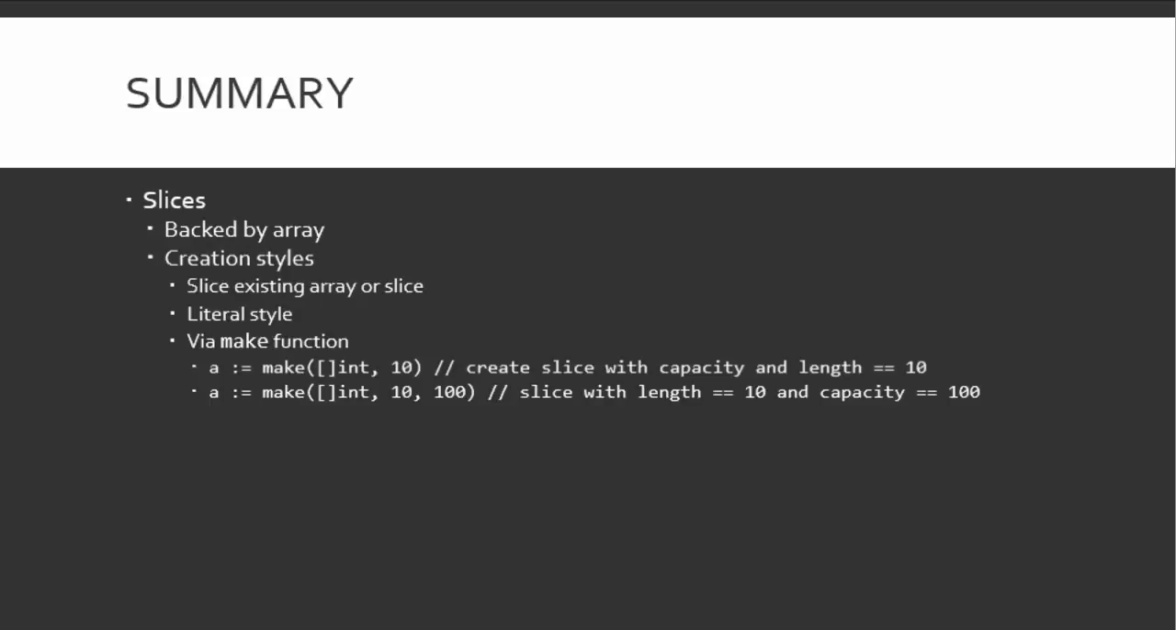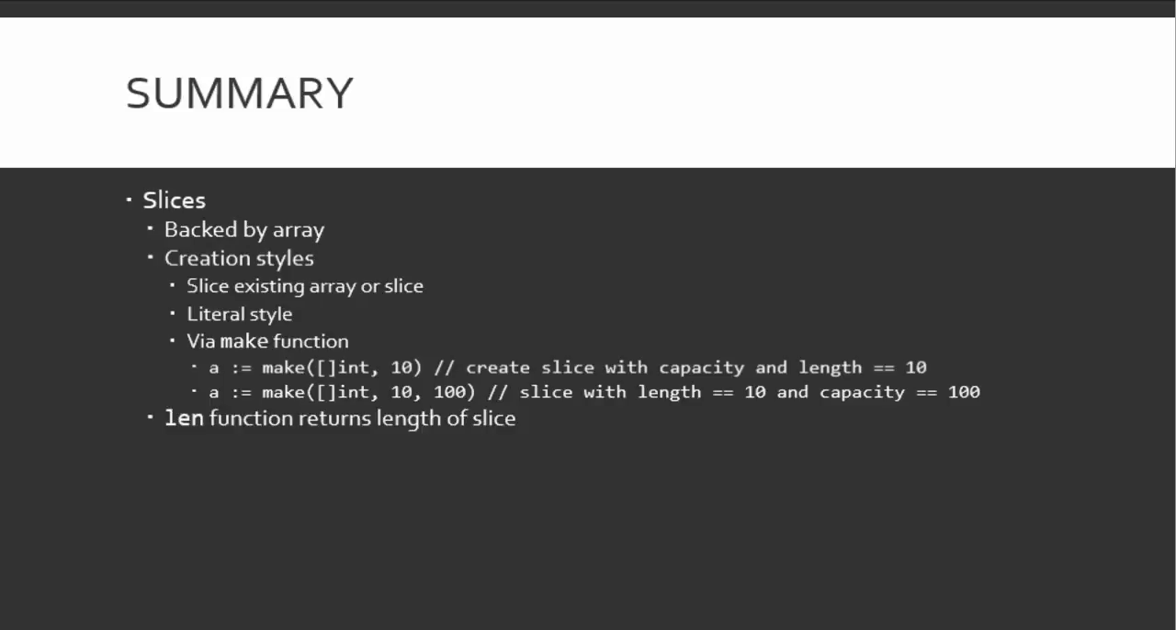So in this example, we're going to create a slice of integers, and the second parameter is going to determine the length and the initial capacity of the slice. If we need a capacity that's different than the initial length, then we can pass a third parameter into the make function, and that's going to allow us to specify a capacity independent of that initial length.